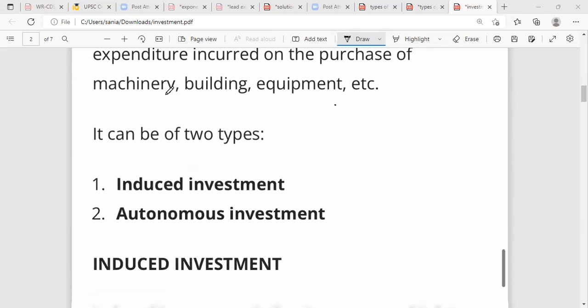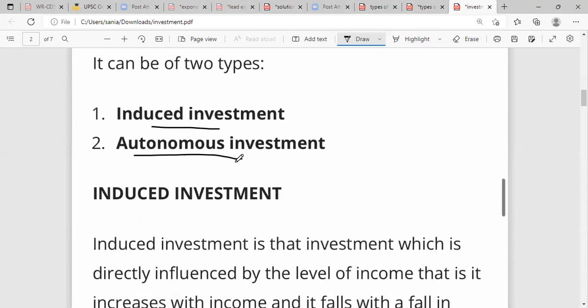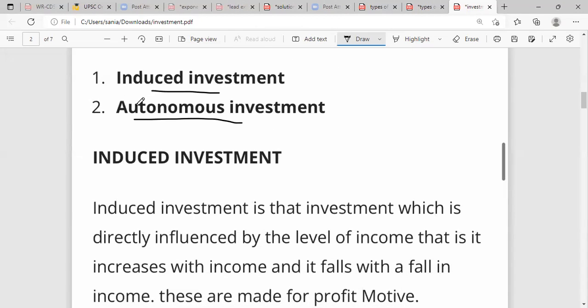Okay, good. Now you have two types of investment. One is your induced investment, one is your autonomous investment. When we were discussing this chapter, we discussed that there are two types of investment. So now we will do it in detail. Ma'am, what is induced? See, autonomous means it is not being affected. It is automatic, not being affected by anything. But induced means it is being affected.